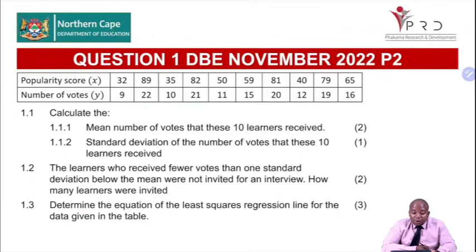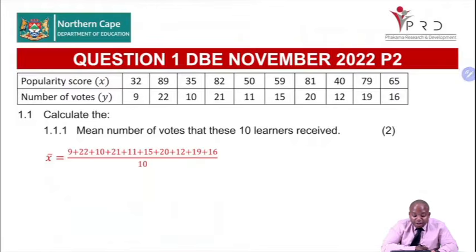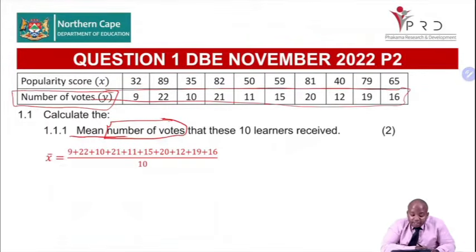1.1 reads as follows. 1.1.1, calculate the mean number of votes that these 10 learners have received. Now, to find the mean number of votes of the 10 learners, this is what we are going to do. The mean is centered around the number of votes, so we are going to look at the number of votes as our data.